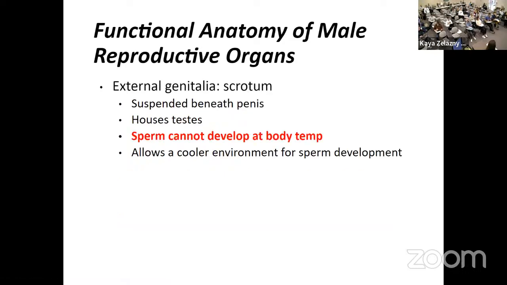Also part of the external genitalia, we have the scrotum, so hanging outside the body, suspended beneath the penis. This is where we house the testes. This is because sperm can't develop at body temperature. So at 98.6 degrees, too hot for functional sperm. So this allows a cooler environment for sperm development, the fact that we can hang those testes outside the body in the scrotum. And actually, we have musculature within the scrotum and associated structures in order to change the height and level at which those testes hang in order to thermoregulate. So in order to get just the right temperature.